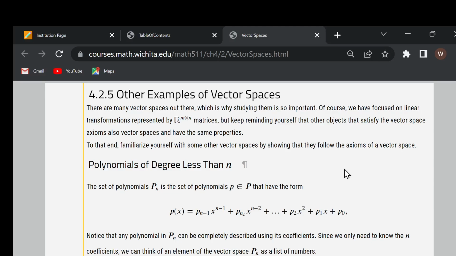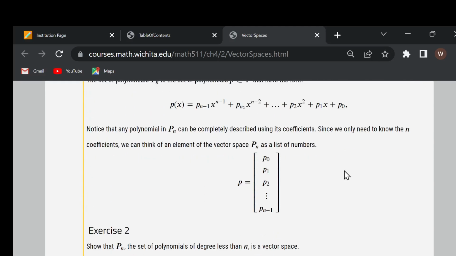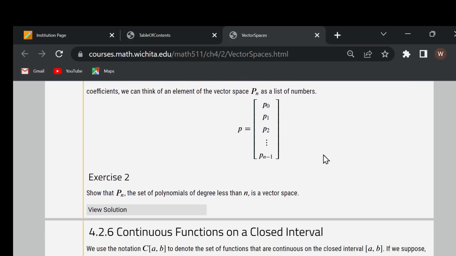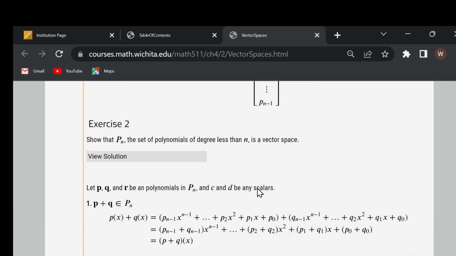So we're going to call the coordinates p0 to p n minus 1, not p1 to pn. Do you see why we start with 0 instead of 1? We only do that for Pn because it makes sense, because those are the powers of x. Okay. Show that Pn, the set of polynomials of degree less than n, so in this class, unlike the textbook, it's less than n, is a vector space. Let's get started with that.